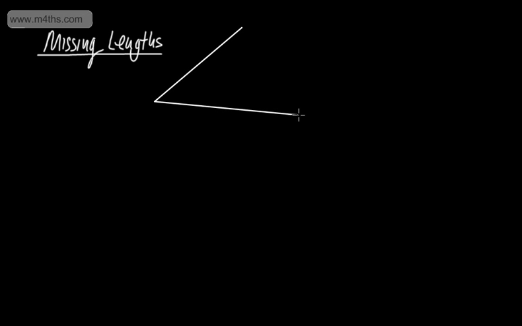So we're looking at missing lengths in non-right angle triangles, or at least triangles where we can't find a perpendicular height. What I'm going to do is draw up a triangle. We'll have some scalene triangle, and it will look something like so. I'm going to label the angle here capital A, this side is going to be little a, this is going to be B, and this is going to be C.